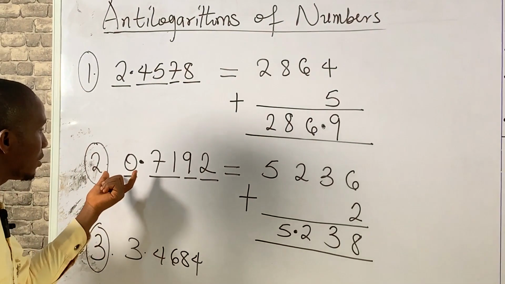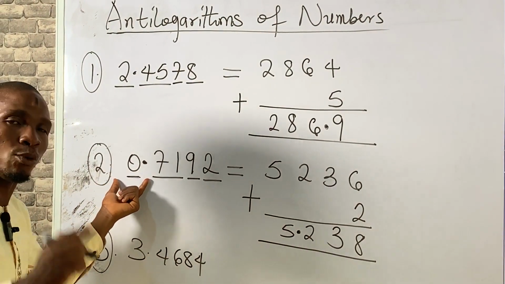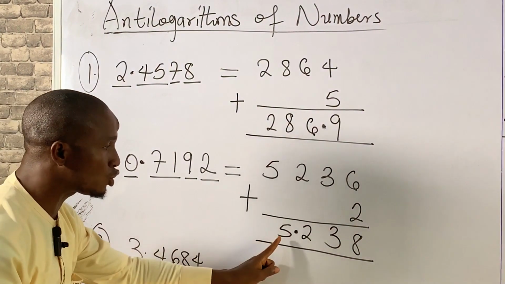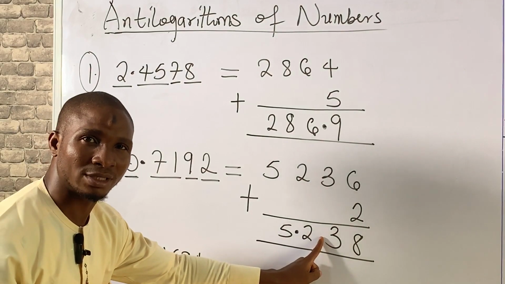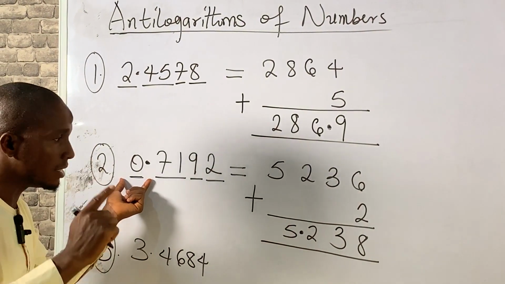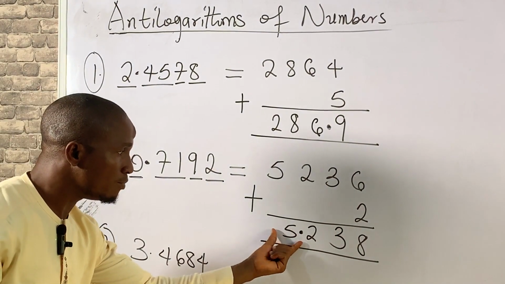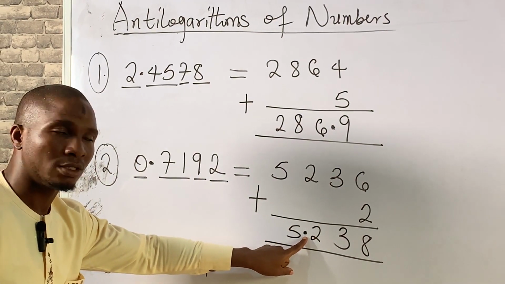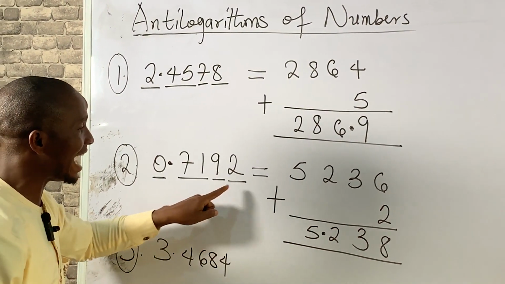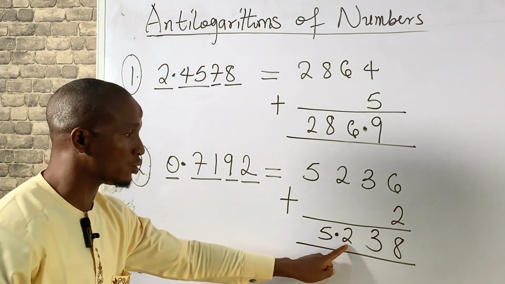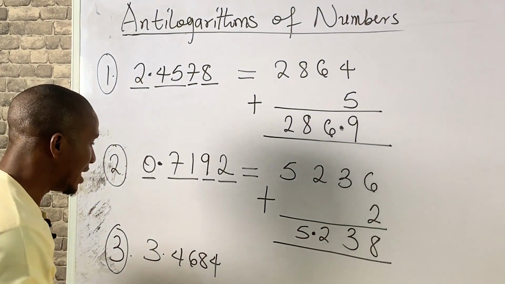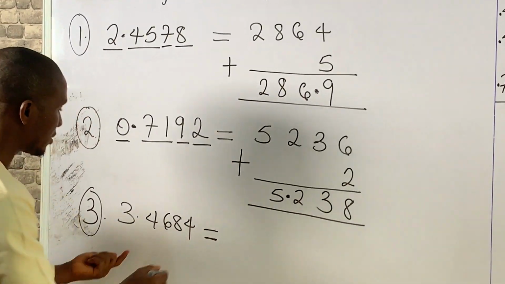Let me repeat on this. If the number here is, for example, 1, if you add 1, it's going to be 2. That means you are going to count 2 numbers before the decimal point. Since it is 0 now, you add 1 to it, that will be 1. That means you are going to count 1 before you place your decimal point. This shows that the antilog of 0.7192 is 5.238.